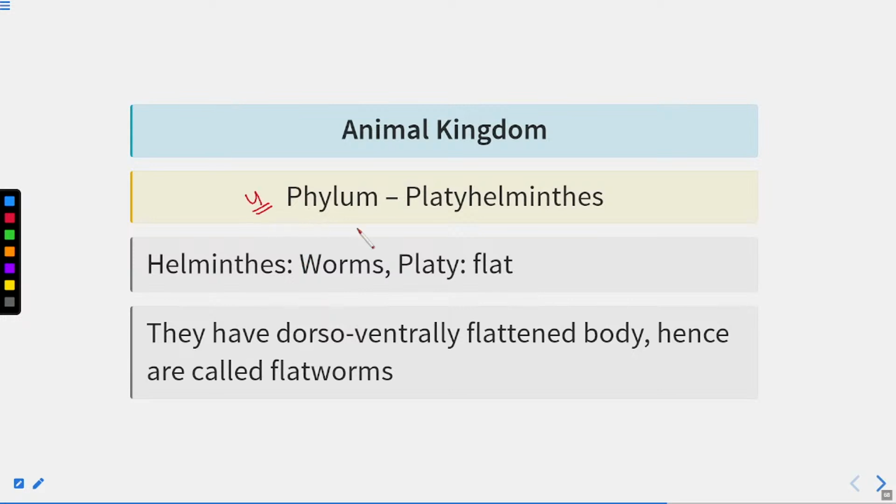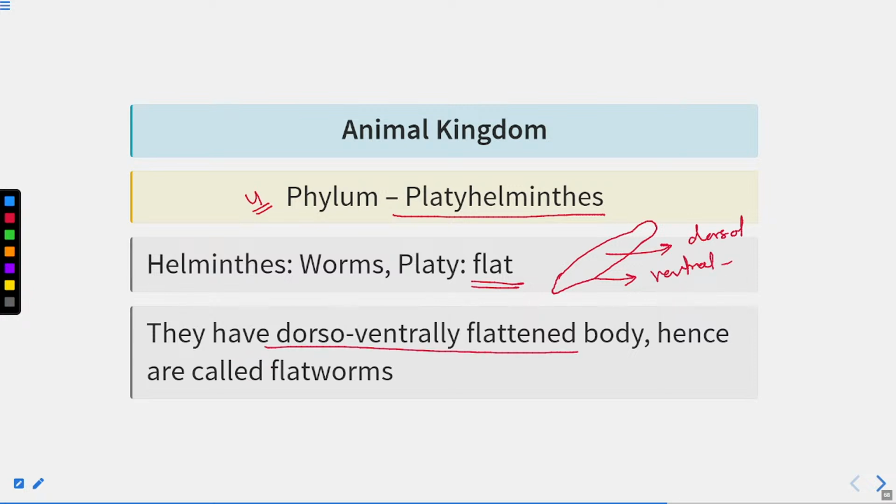Now the fourth and last phylum for today is Platyhelminthes. Why are they called Platyhelminthes? Because they are very flat. The upper surface is the dorsal surface and the lower is the ventral surface. So they have a dorso-ventrally flattened body, and hence they are called flatworms, because they are very flat, right?